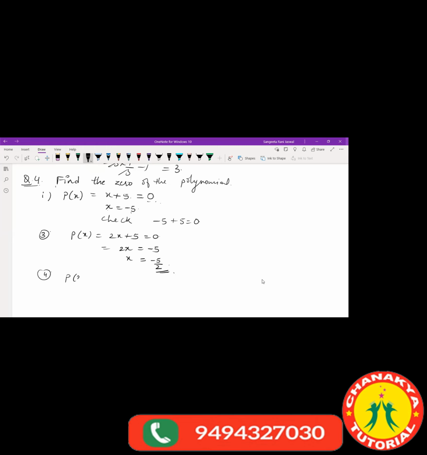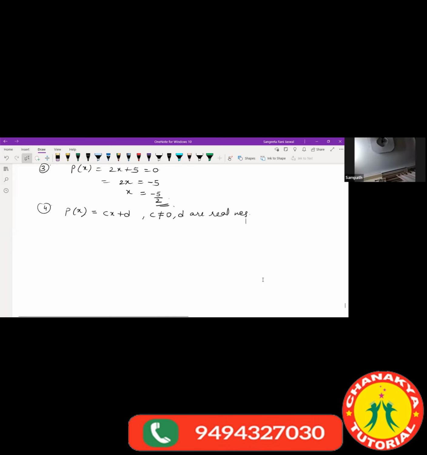Now you do this. If I have a polynomial equation P of x equals Cx plus D, where C is some number which is not equal to 0, and C and D are real numbers, find what will be the value of x. Ma'am, minus D by C. Yes, minus D by C.